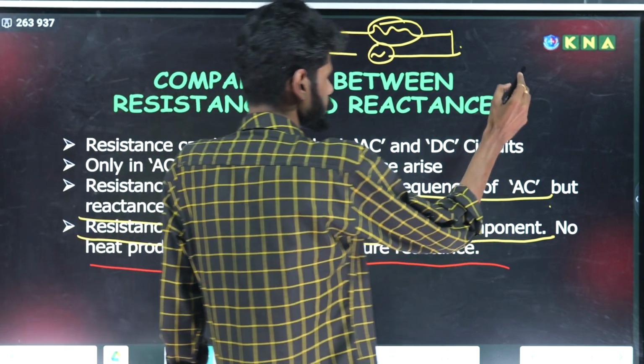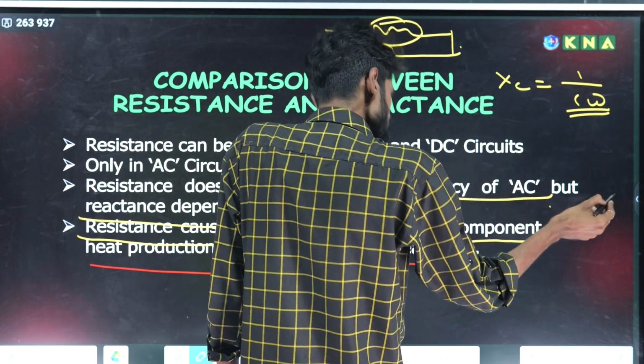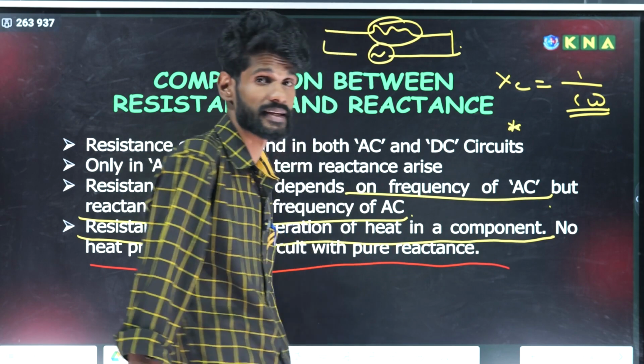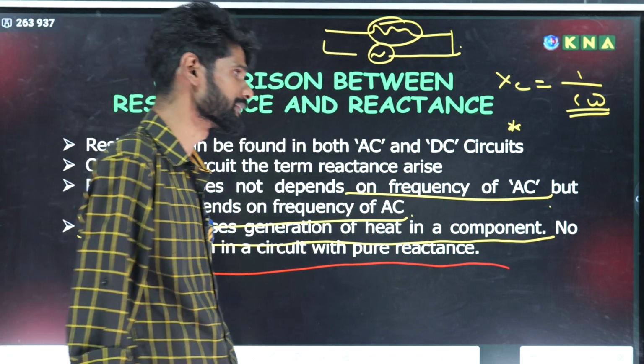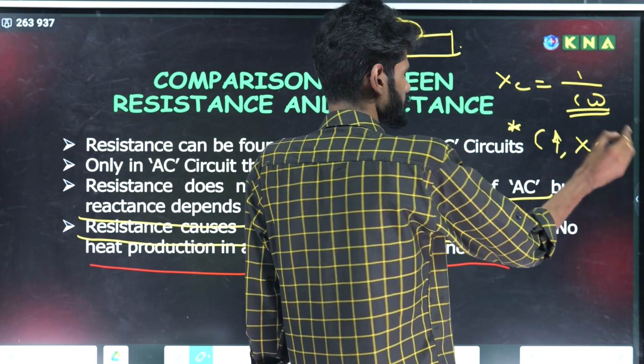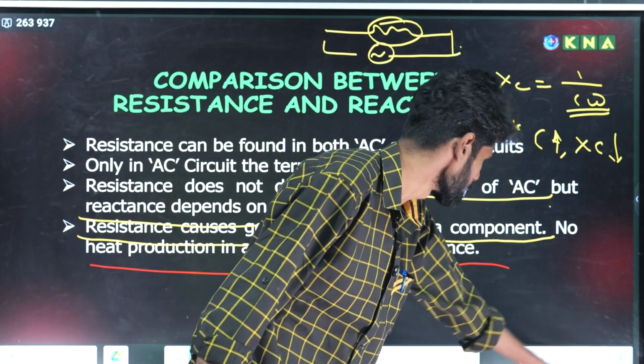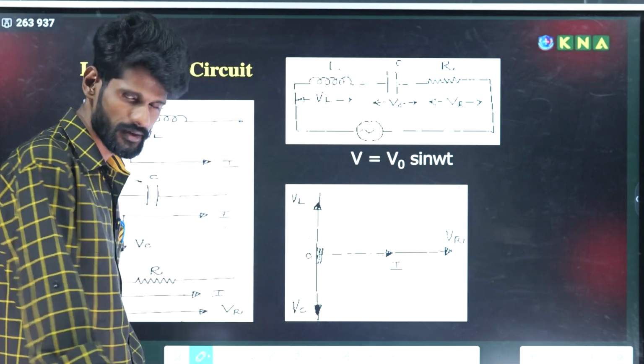And also the capacitive reactance, we know that X is equal to 1 by C omega. If the capacitor is inserted with a dielectric material, capacitance increases, but capacitive reactance decreases, so current through the circuit increases. So that is R, L and C.